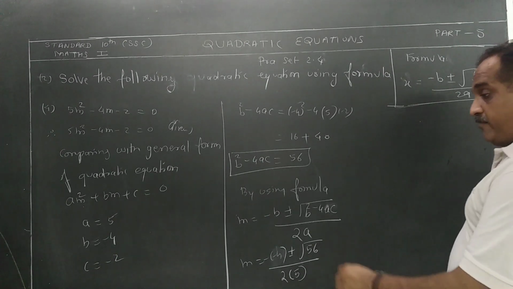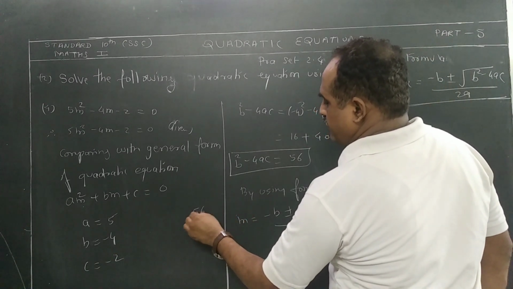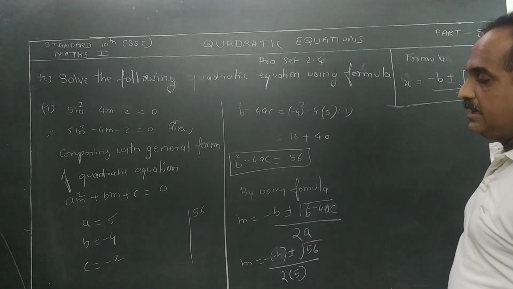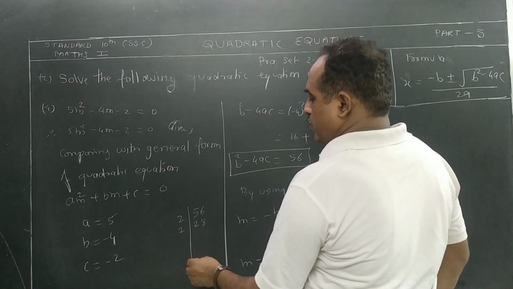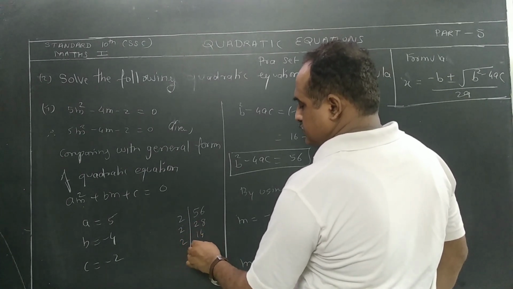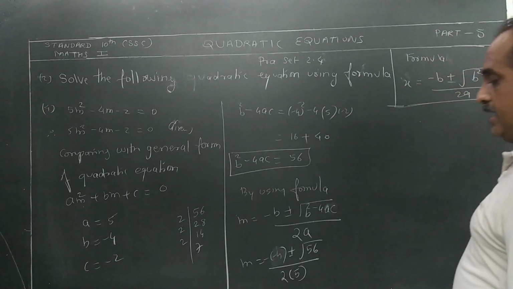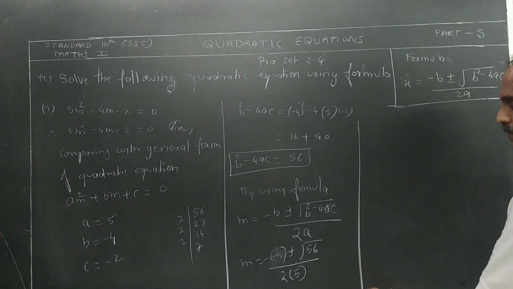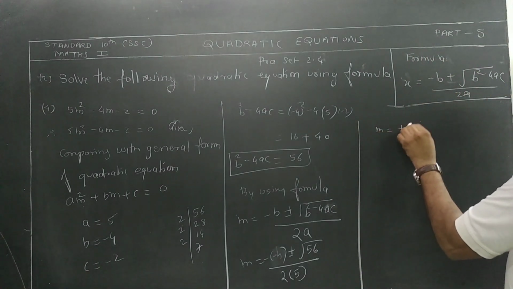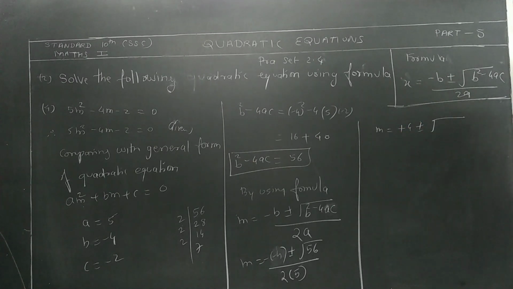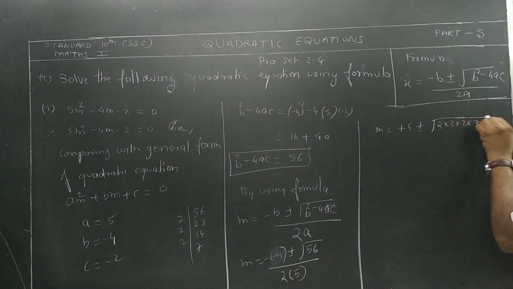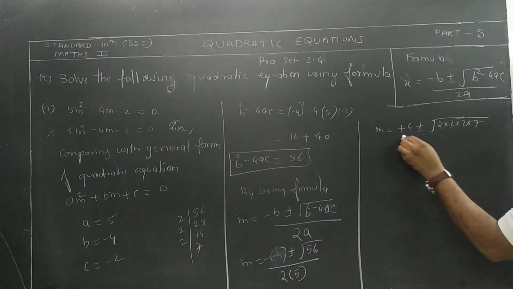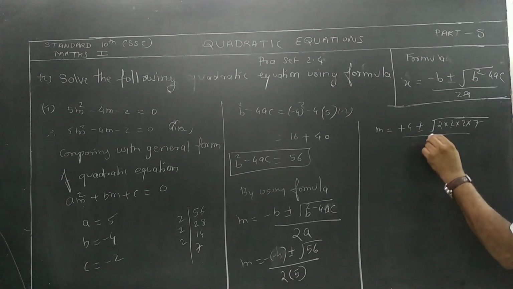So now you should be careful, because last time we did not take 56 properly and it went wrong. I will do it now. If I am taking 2 common, 2 2s are 4, 2 8s are, 2 common, 14, 2 7. So what we are going to do? m is equal to plus 4 plus or minus root of 56, which is 2 into 2 into 2 into 7: 2 2s are 4, 4 2s are 8, 8 7s are 56, upon 2 5s are 10.